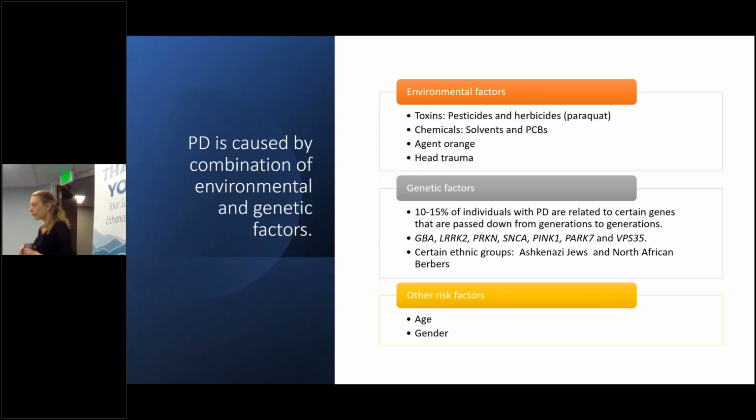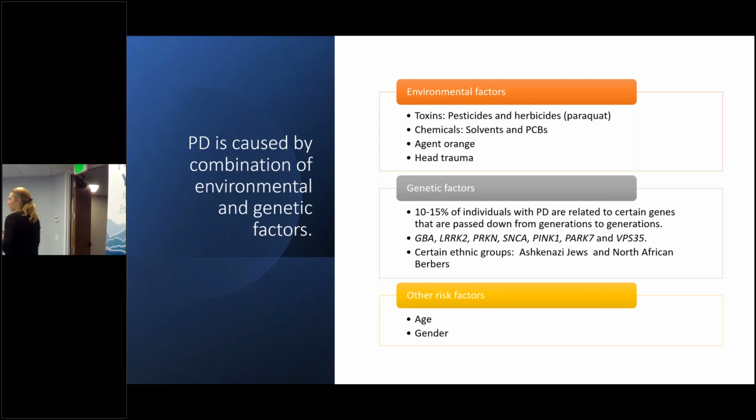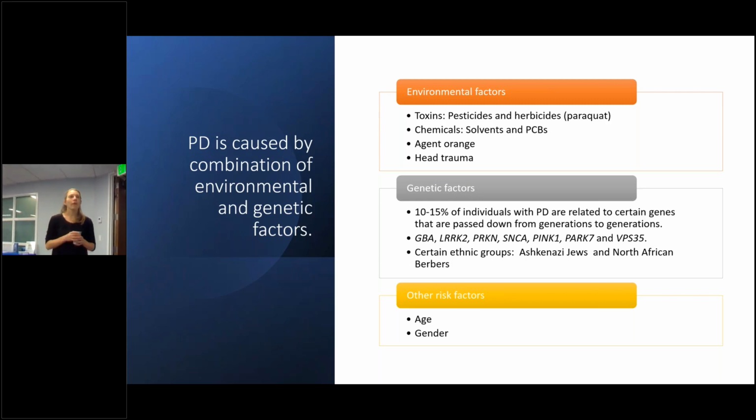A plug for PD GENEration. If you go to the Parkinson's Foundation, they offer a free genetic test called PD GENEration. And if they're still enrolling now, I don't know if they've finished enrollment for this year. If not, you'll circle back next calendar year.